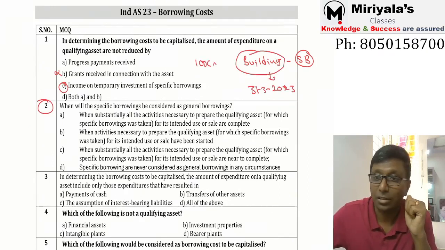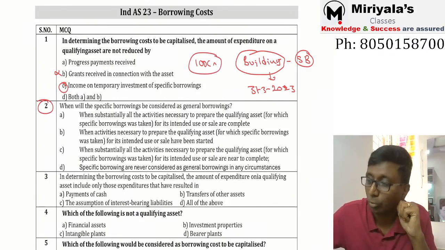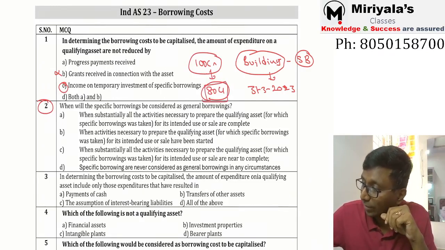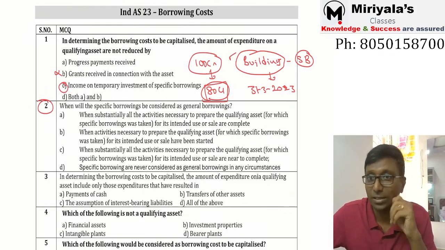Building got constructed. But still, do you have the loan? Yes, I have some loan. The loan must have become maybe 80 crore rupees, 60 crore rupees, something like that. So this loan, since the qualifying asset is already ready, qualifying asset ready.